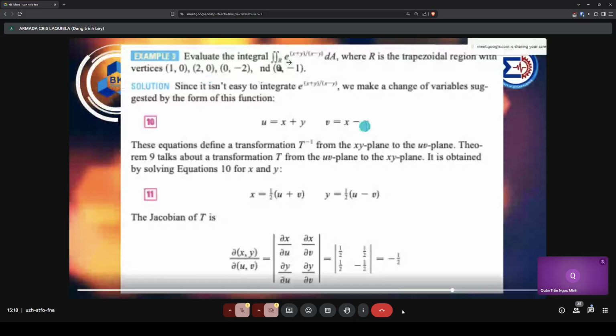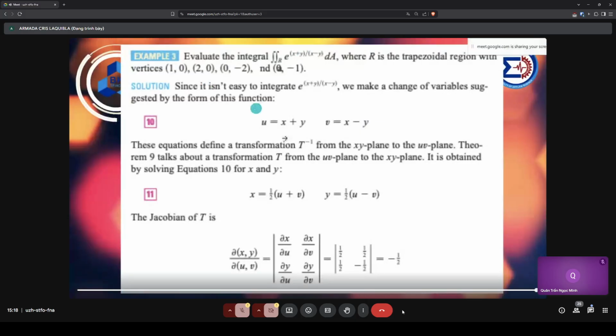First, your function there has an x and y, so you let u be x plus y, and your v is equal to x minus y. So what we are going to do is change the variables now. We change the x plus y there with u, and the x minus y with v. Now, what is your x from this one? If you solve the x here, why is x equal to 1/2 of the u plus v?